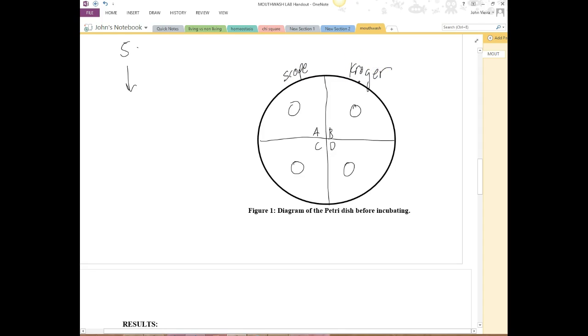I don't know how you spell it. Can I buy a vowel there? How do I spell Kroger? K-R-O what? G-E-R? That's right, right? Is that how I spell it? Okay. This is your Listerine. And this is your water.